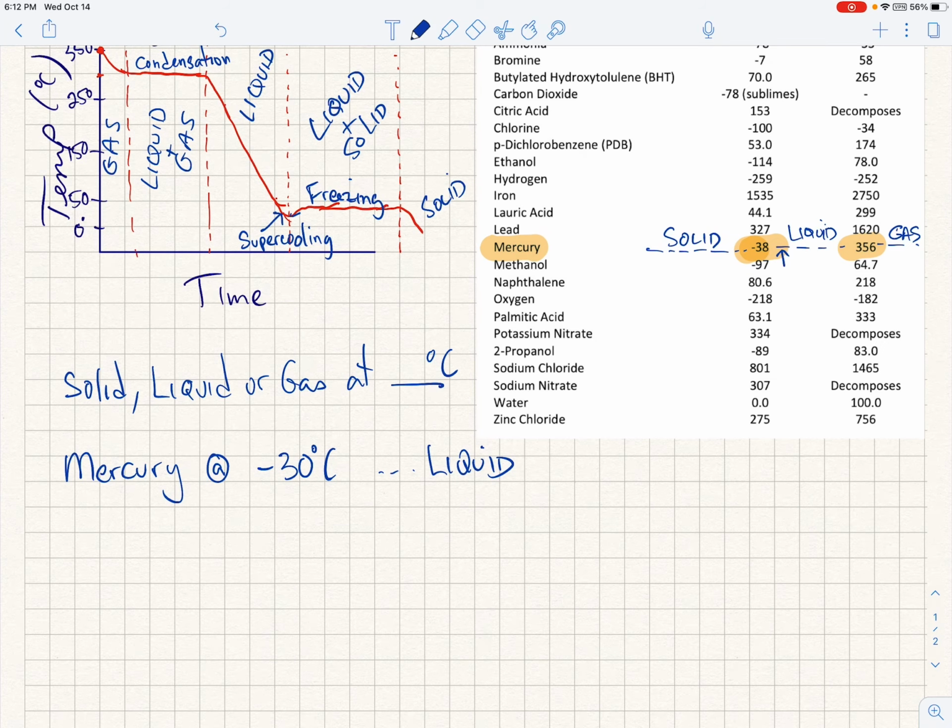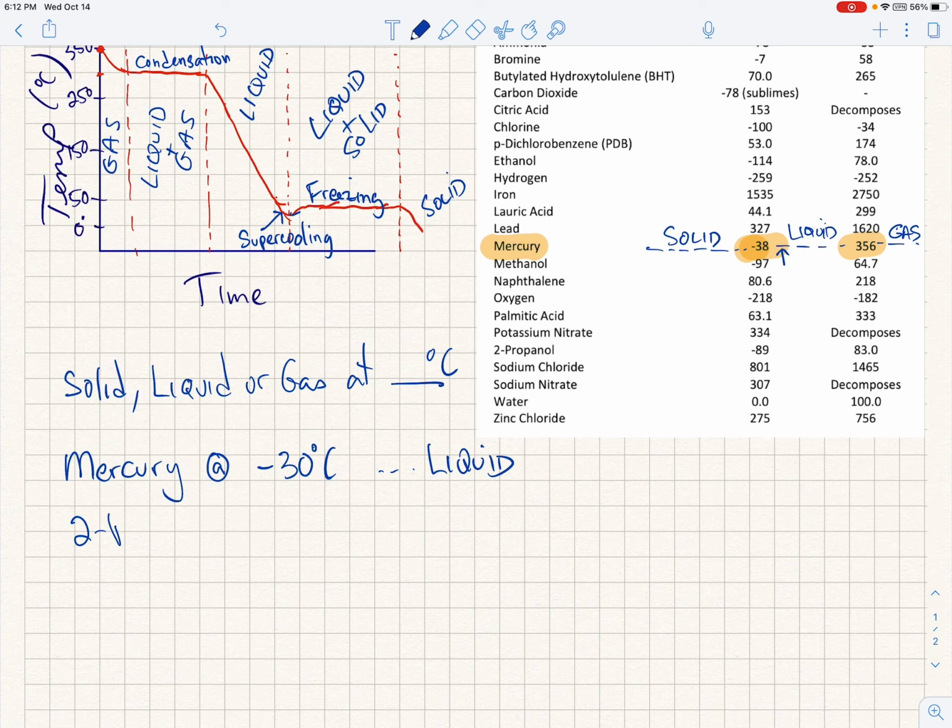Okay, try another one, this one on your own. Suppose you have 2-propanol. That's an alcohol. And let's give it a temperature of, let's say, 60 degrees Celsius. What would be the phase? Would it be a solid, liquid, or gas at 60 degrees Celsius? Pause the video and see if you can figure that out.